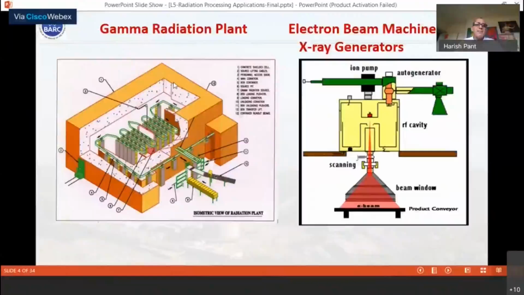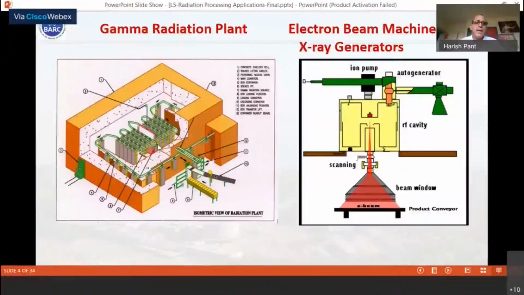Now you can see here, this is a gamma irradiation plant. You can see this is a shielding, and in the middle of this chamber, there is a source frame. This red color is the source frame, and when the plant is not in operation, there is a water pool below. So this source can be mechanically driven to be stored in that water pool, and it remains under the shielding, and there is no exposure outside.